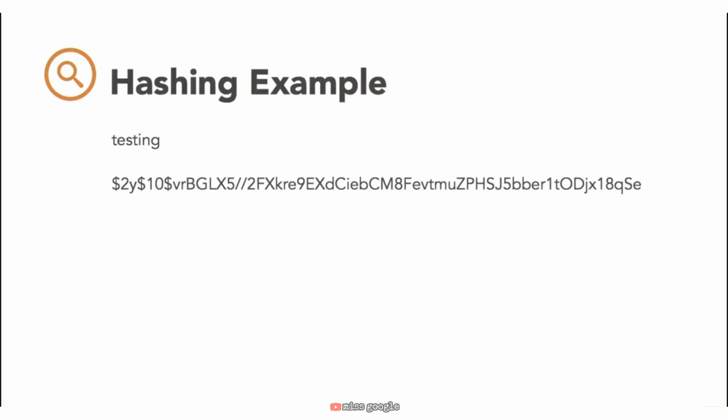So here is an example of a password hash. We have the string testing, and it gets turned into this big long string, $2y$10$VRBG, and so on and so forth.